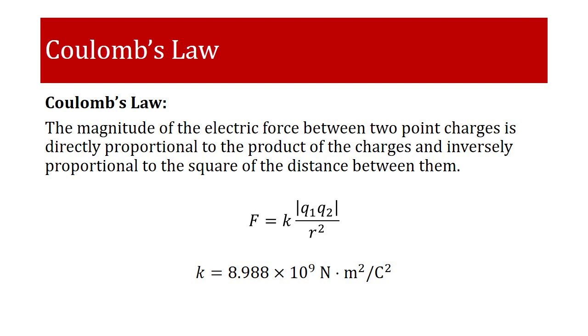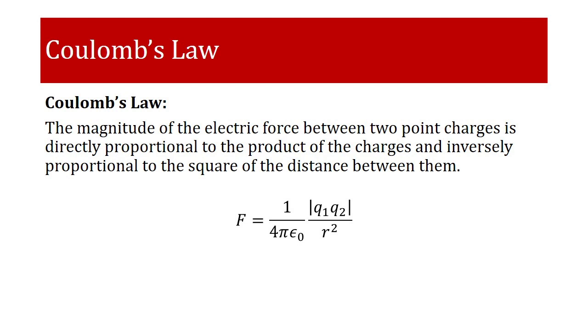And the value of K is measured as 8.988 times 10 to the 9 newton meter squared per coulomb squared. In some books, this value is rounded to just 9.0. Okay, but for us, we will use the 4 significant figures value, 8.988 times 10 to the 9.